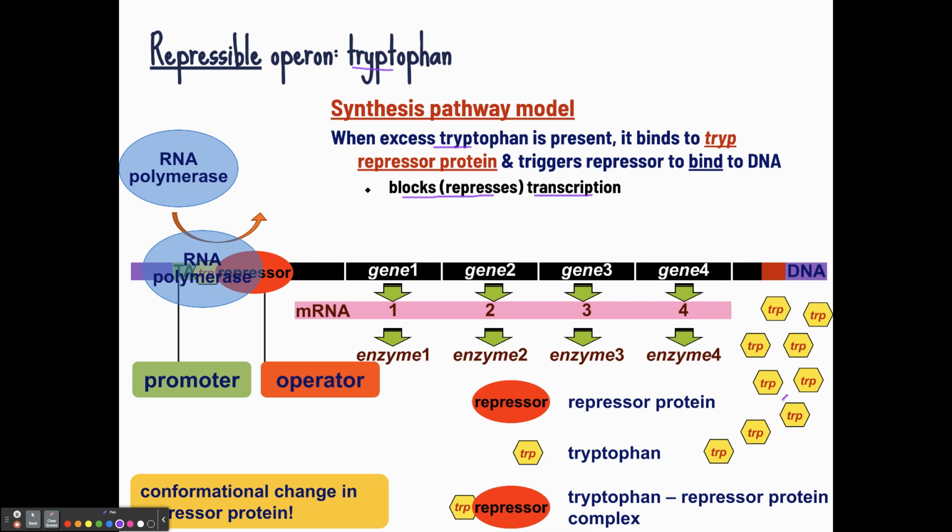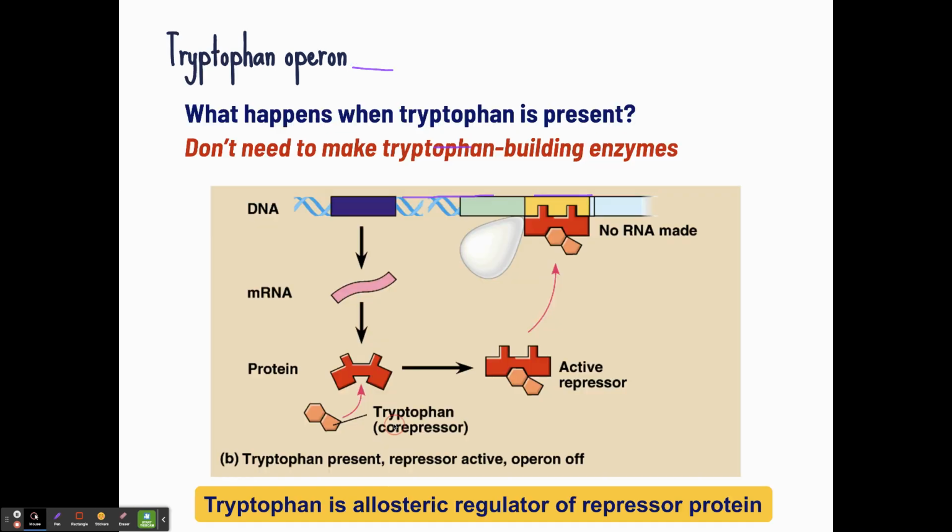So once again, the gene is turned on, okay? So it's making tryptophan until it's made enough. Once it makes enough, then as we see, this tryptophan here is going to attach to the repressor and it's going to go ahead and turn it off. All right, so what happens when tryptophan is present, as we see here? If tryptophan is present, you don't need to make tryptophan building enzymes. So it gets shut down.